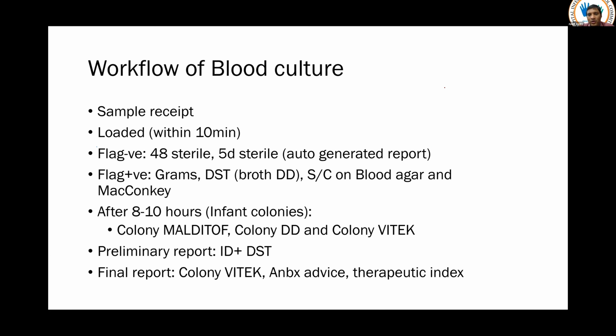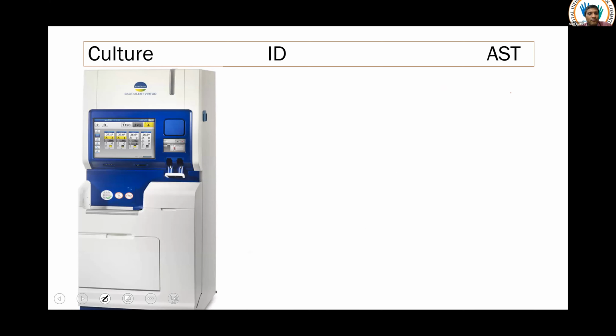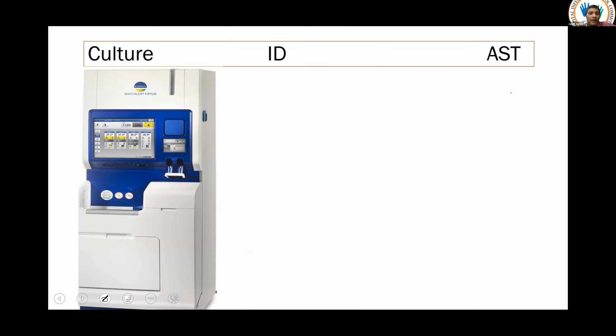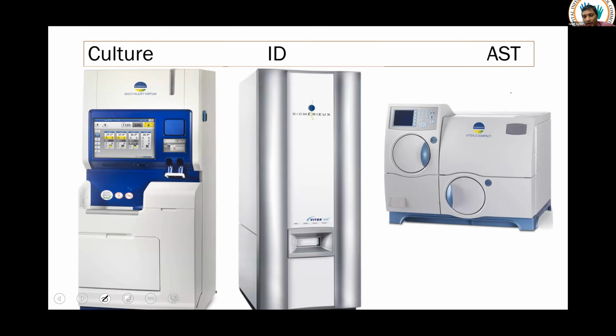Holiday reporting was also started when Deepasri was there. So this is the way we reduce the turnaround time to as low as possible. This is the culture we do by Bacteria Alert and Virtuo, identification by Maldituf, and AST by Vitech. Colony AST we do by Vitech, but direct we do by direct disk diffusion.